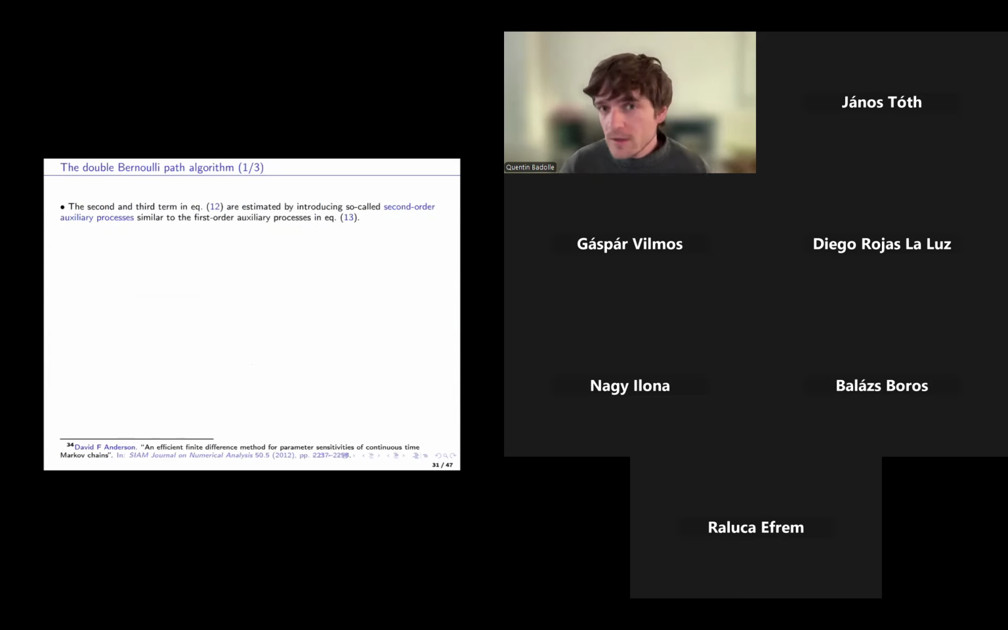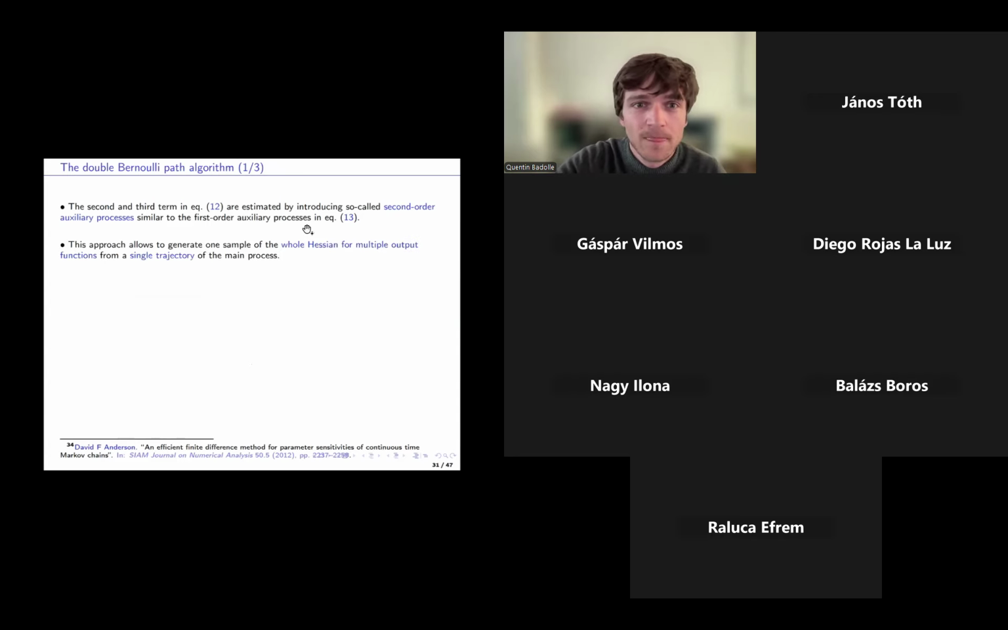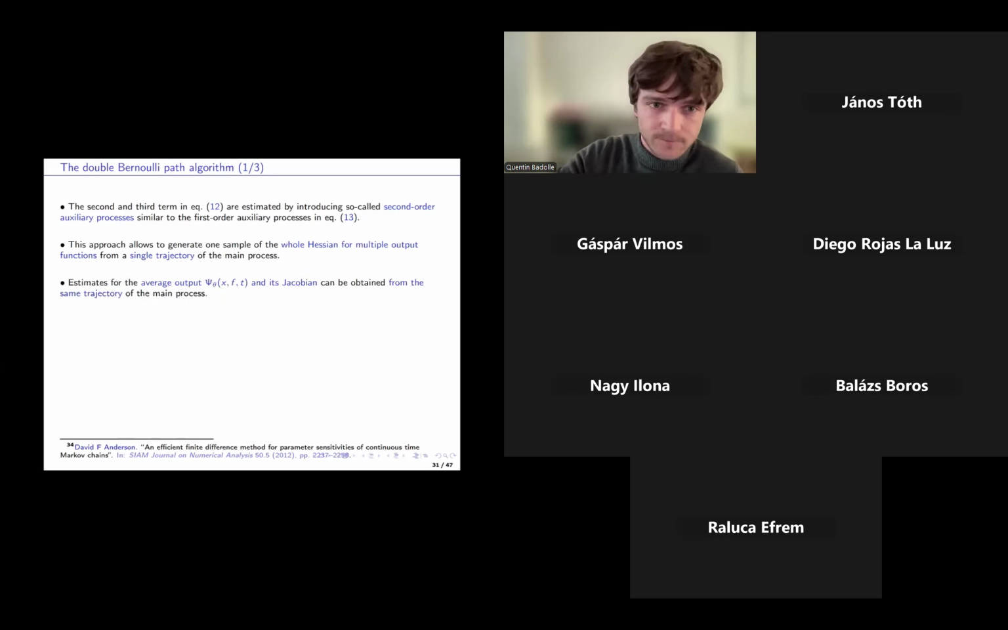Now, with very similar ideas, we can introduce second order auxiliary processes exactly in the same way as the first order auxiliary processes. With all these auxiliary processes, we can generate one sample of the whole Hessian for multiple output functions from a single trajectory of the main process, exactly as was the case for the GT method, the Girsanov transform, but with the hope, of course, of having a reduced variance, which we are going to cover in the subsequent part.